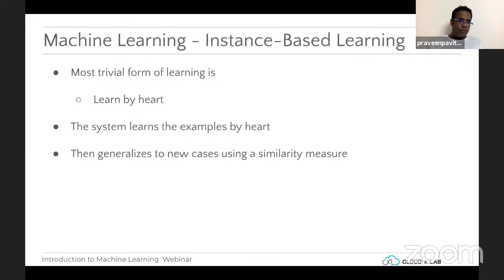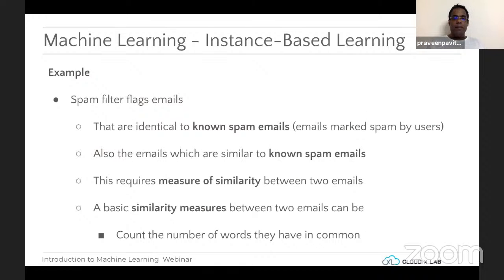This is learning by heart, one of the examples. You learn a lot of things by heart, and then when you come up with something new, you try to find some sort of similarity, and according to that you try to classify or process it automatically.